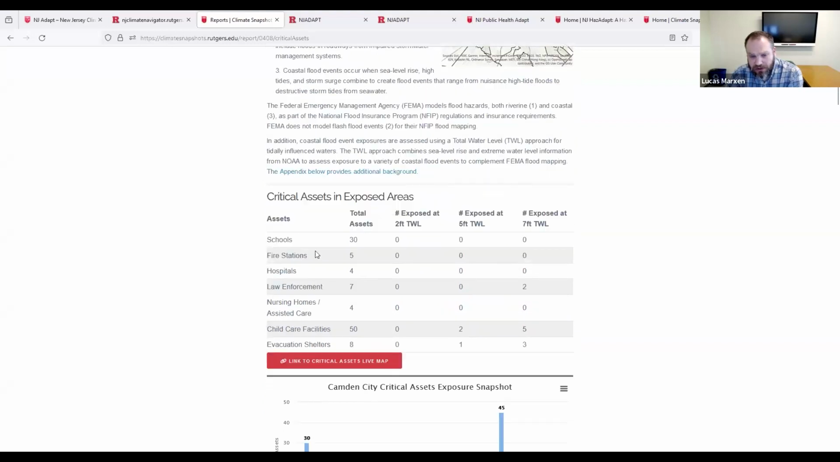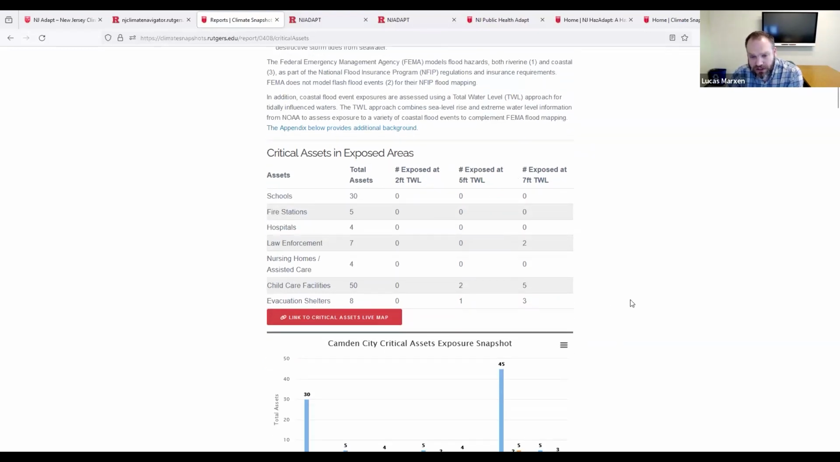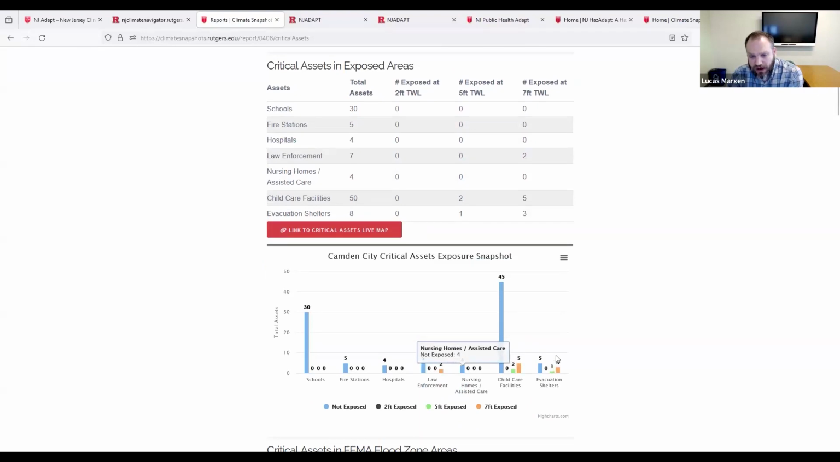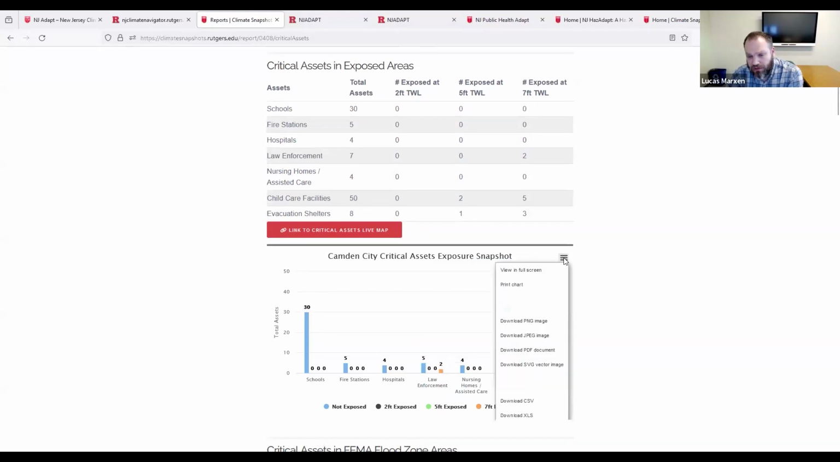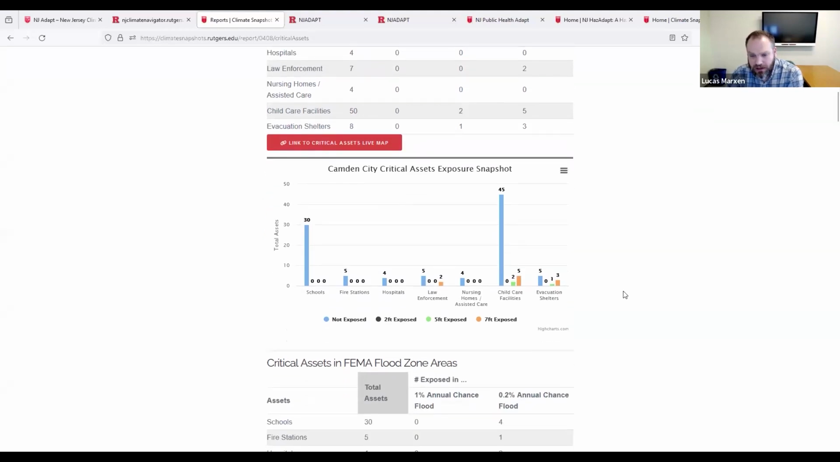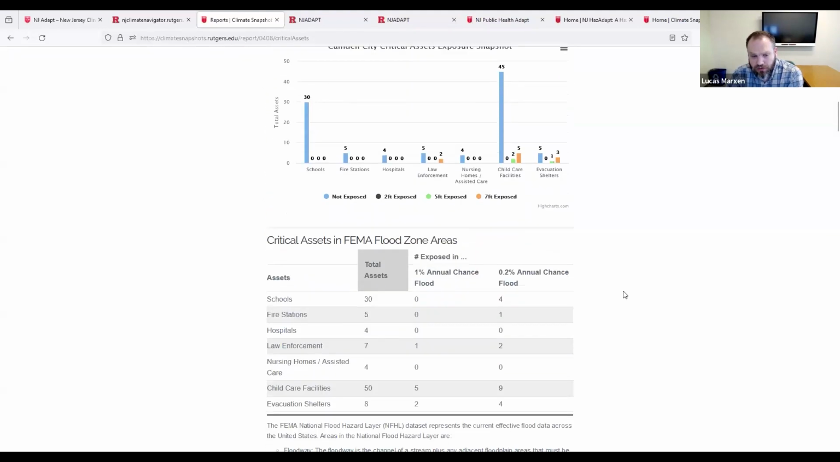And we provide tables showing the different types of critical assets within your locality, the total number of assets, and those that are exposed at 2 feet, 5 feet, and 7 feet of total flood inundation. And we provide that graphically as well. The graphics can all be exported as images, so you can pull a table to be used in, say, a PowerPoint presentation or a report.